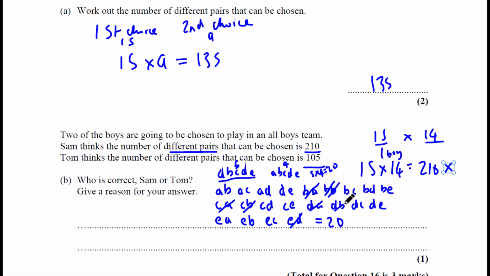BD is the same pair as DB, BE is the same pair as EB, and you can see we're crossing off pairs. CD is the same as DC, CE is the same as EC, and you should be able to see that we've only got 1, 2, 3, 4, 5, 6, 7, 8, 9, 10. Obviously I did not cross out the DE and AE, so AE is the same as EA, so that's crossed, and that does make 10. So you can see why we have to actually divide that answer by 2 to make 10.